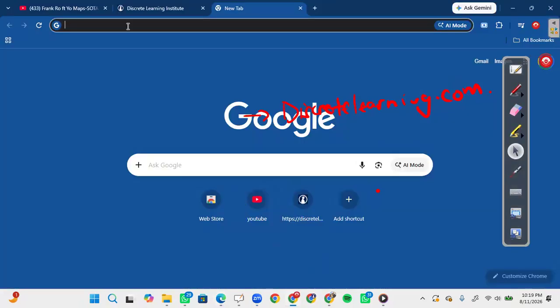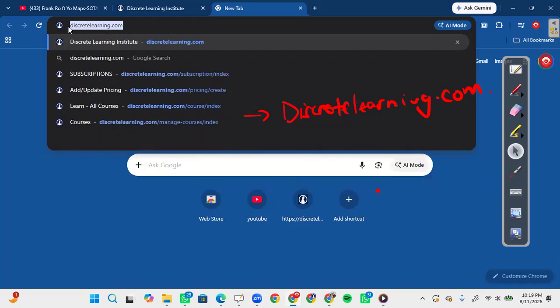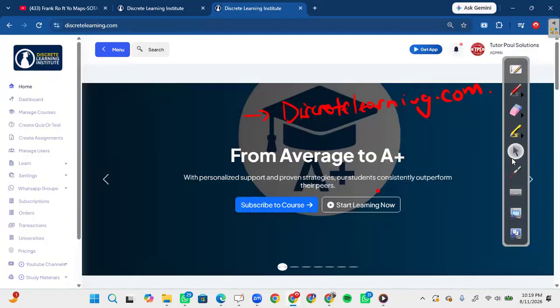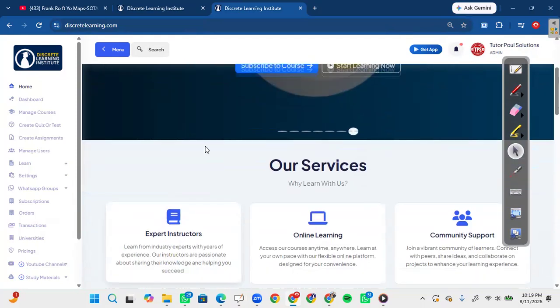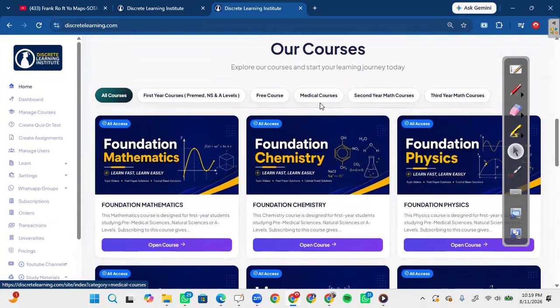So for example, if I just go here and type in discretelearning.com, you can see the website there. Punch, and then you'll be taken to the website. If you don't have an account, it will require you to make an account. There are different courses here that we offer: first year courses, medical courses, second year math courses, and third year math courses, and more courses that we'll be adding.